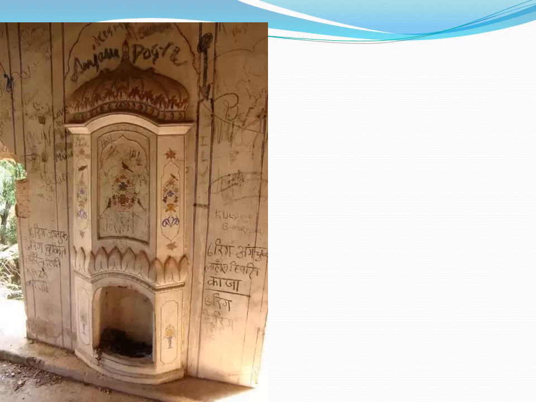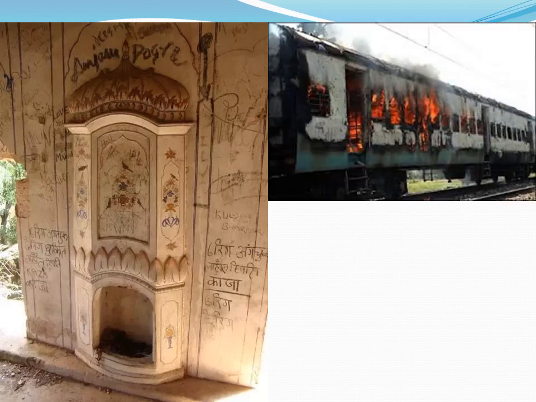Okay. So why do people spoil monuments in this way? Because they are very irresponsible. They don't know that they are causing damage to these places. Why do people burn public property when they are angry? They want to take revenge. Okay, they want to take revenge against the government.